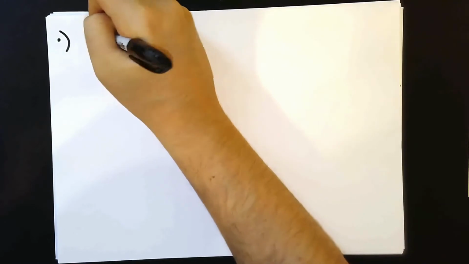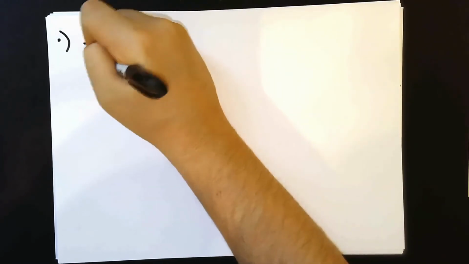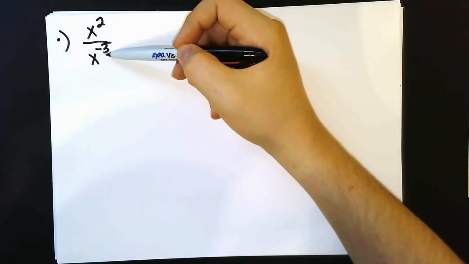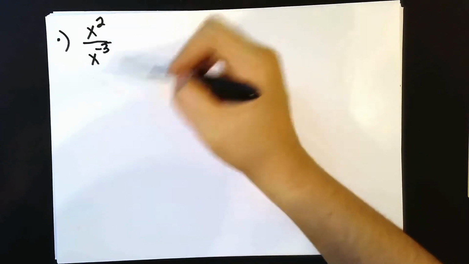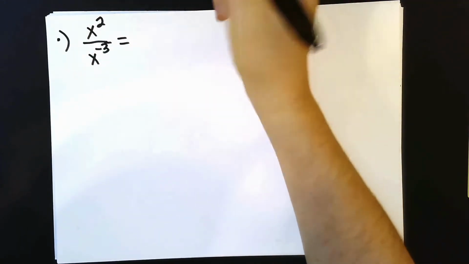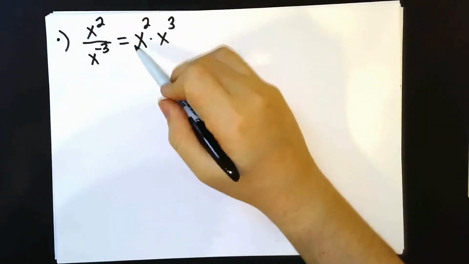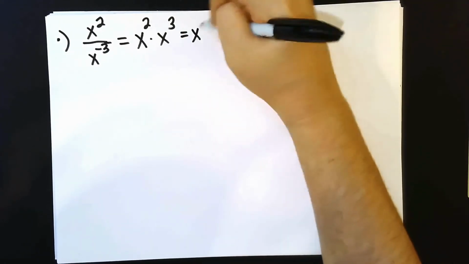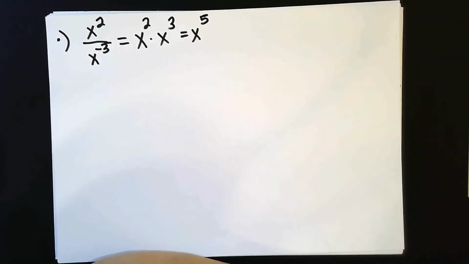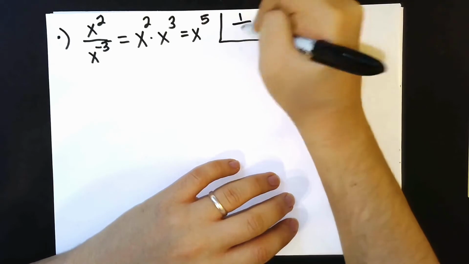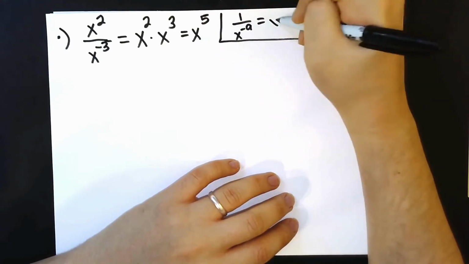Occasionally, you'll see something even stranger, namely a negative exponent in the denominator. Whenever it pops up, that puts the thing in the numerator. Namely, this x squared divided by x to the minus 3, what is it going to be? It's going to be x squared times x cubed, and x squared times x cubed is x to the 5th. And so, just to give you a rule here, 1 over x to the minus a is just x to the a.